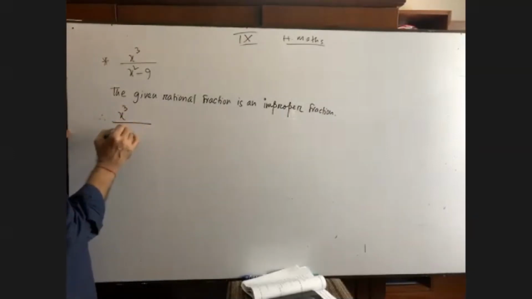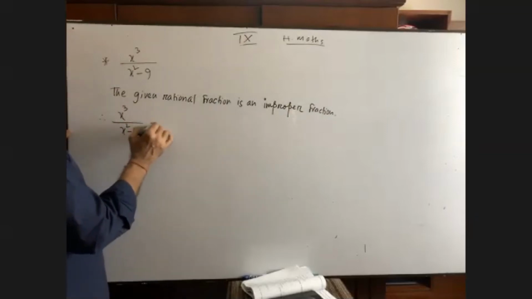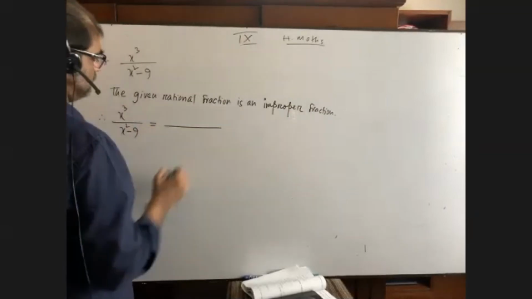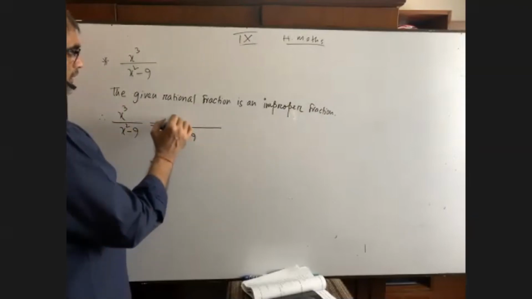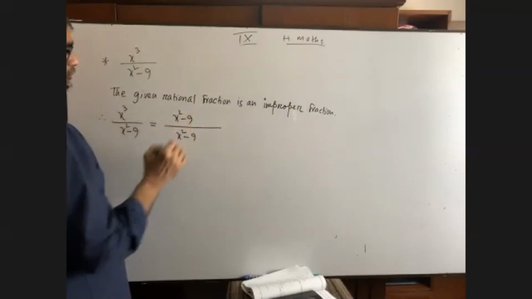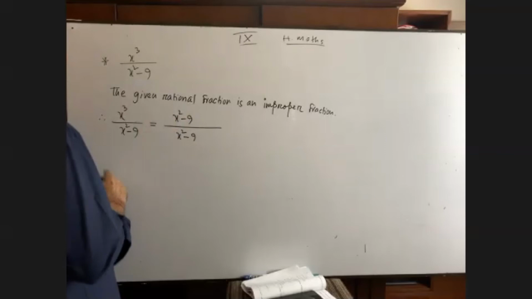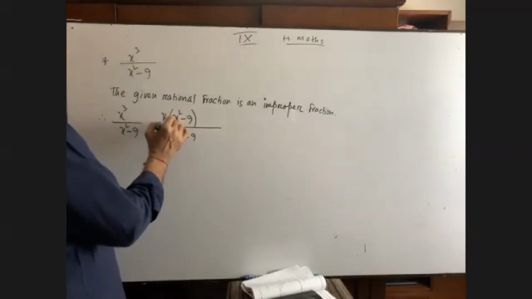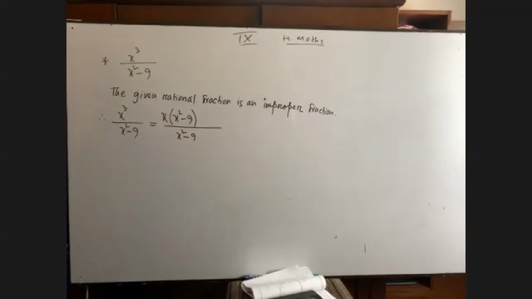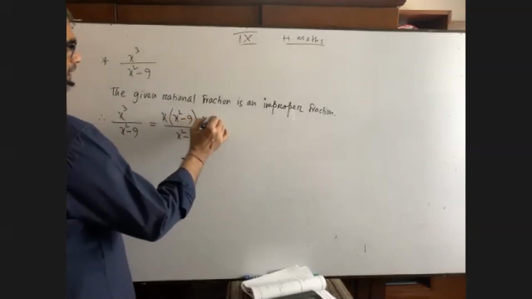x cube by x square minus 9 is equal to, what is your first duty? You write down x square minus 9. You see, we have got the same. Please try to understand. But we have not got the numerator. There is x cube. So how to make x cube? If I multiply by x, now we are getting x cube. But there is minus 9x. So it is plus 9x.